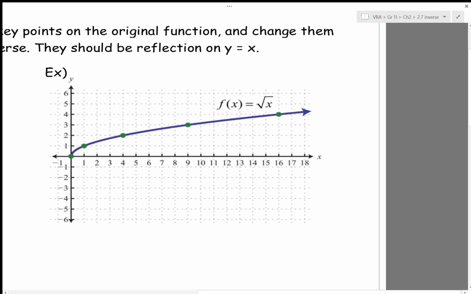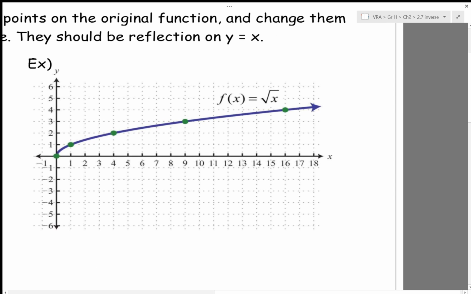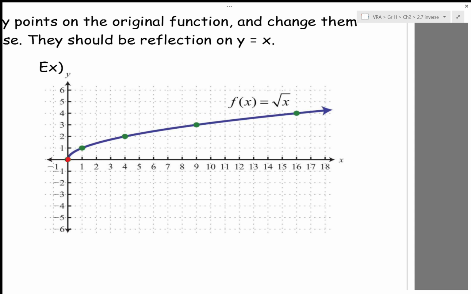Now the next one, we have 1, 2, 3, 4, 5 points already plotted for you. So all we have to do is switch the order of each point. 0, 0 is the very far left one, so I'm going to start with that one. So 0, 0 switches to 0, 0. 1, 1 switches to 1, 1. Now 4, 2 switches to 2, 4. Now 9, 3 switches to 3, 9. So I will say that's somewhere around here, and so on. Now, therefore, our function looks like this. So that's quite simple enough.